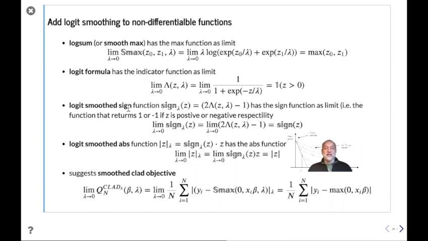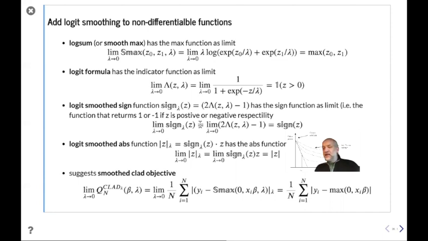Then you can do something called, I don't know if it has a name, the logit sign operator. That's what we need, right? Because we need to calculate the absolute function. Okay, so what is that? Well, if this was an indicator function, you would have 2 times the indicator function minus 1. That would deliver the sign of z, right?